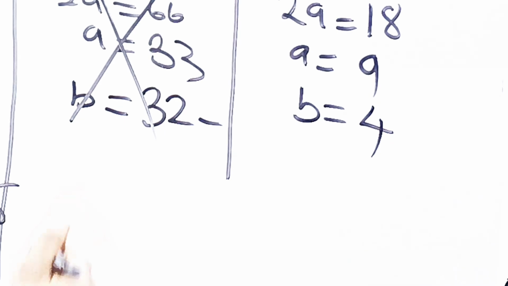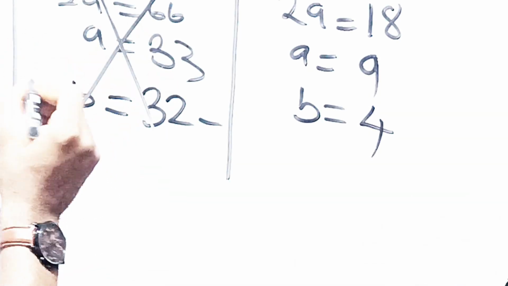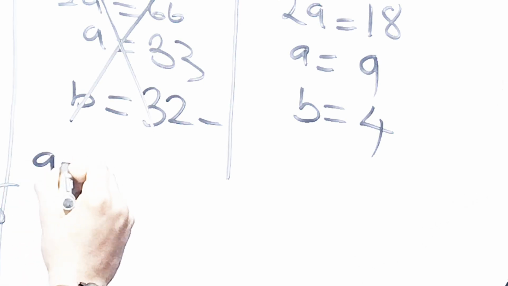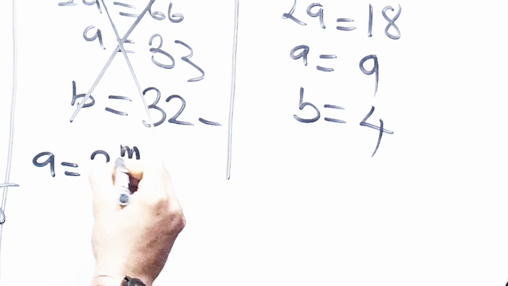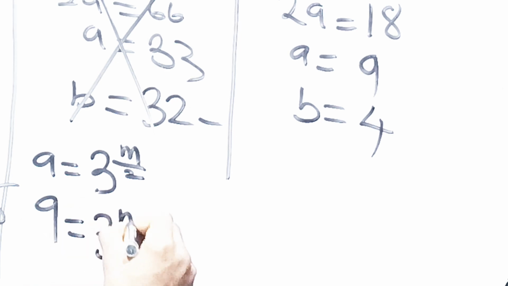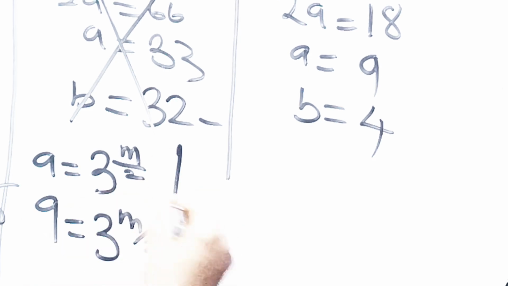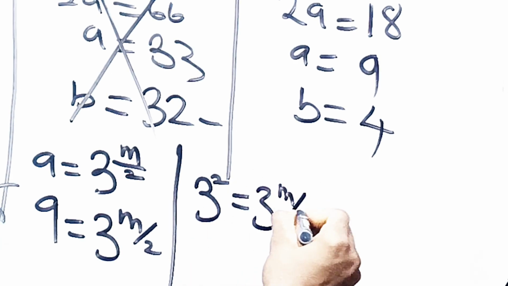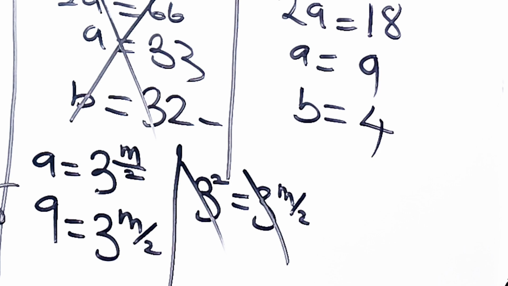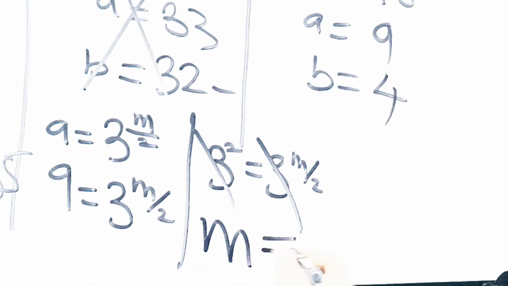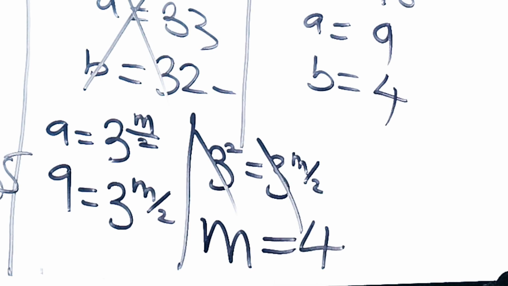Now recall that A is 9 now and B is 4. But recall that A is equal to 3 raised to power what? m over 2. So we have that 9 will be equal to 3 raised to power m over 2. So we have from here that 3 squared is equal to 3 raised to power m over 2. Now 3 will strike out 3. m over 2 is equal to 2, meaning that m will be equal to what? 4. So we have that m is equal to 4.